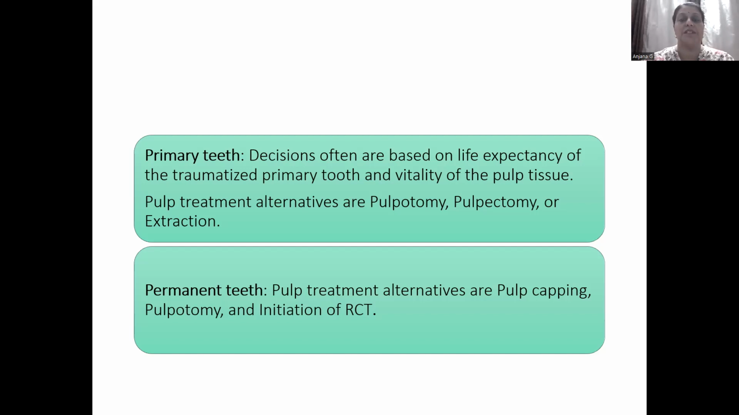Permanent teeth, pulp treatment alternatives are pulp capping, pulpotomy, and initiation of an RCT. That is, if the patient reports to you immediately after trauma and the pulp is exposed, you cap the pulp with a material like hard-setting calcium hydroxide or Biodentine, and then restore the tooth with a restorative material. If the exposed pulp has been inflamed at some area, you can amputate the inflamed area, initiate fresh bleeding, control the bleed, cap the pulp, and then do a restoration, which is called pulpotomy and restoration. Or sometimes if the tooth is non-vital, you can think about initiating an RCT, removing all the pulp tissue.